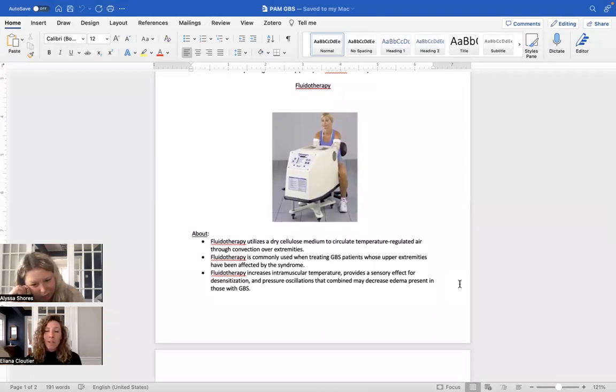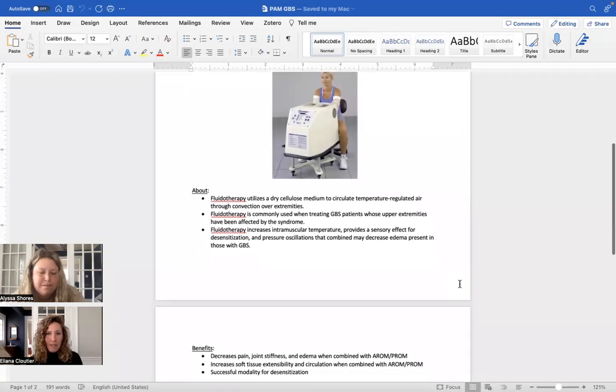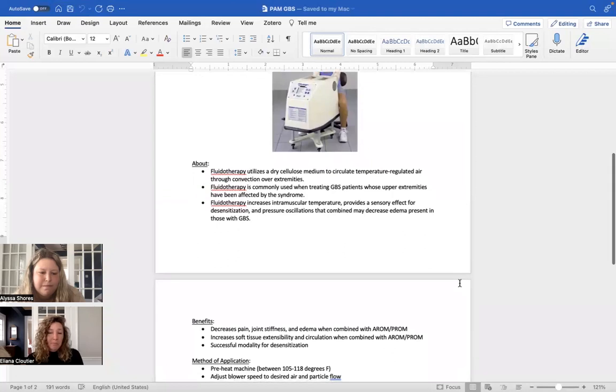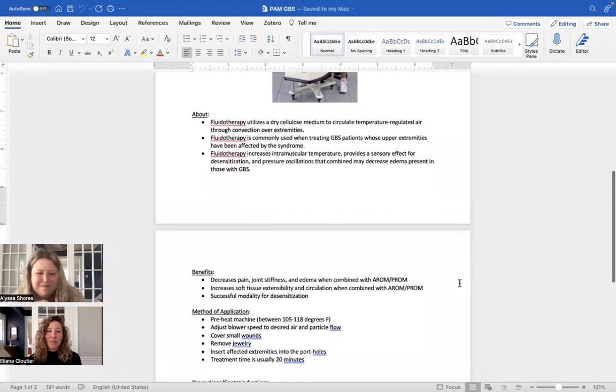It utilizes a dry cellulose medium, usually corn husks, and it's circulated in these arm portholes, and the air is regulated on the warmer side, to about 105 to 118. I've never seen anyone use a fluidotherapy machine on their legs. Maybe it can be done, I don't know, but traditionally we do this with the arms. It increases the temperature of the arms and provides a sensory effect for desensitization.